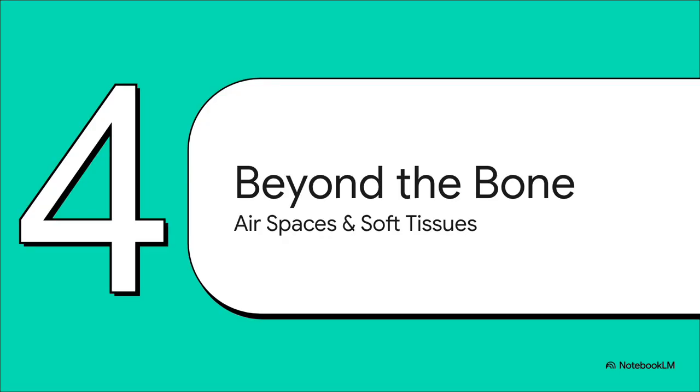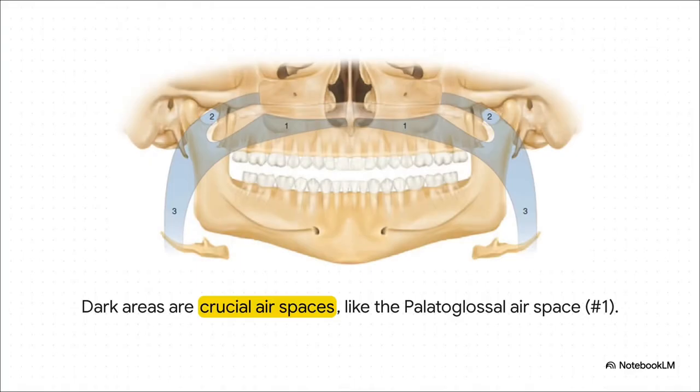A common mistake is to only look at the white parts of an X-ray, but the dark spaces and those faint shadows are just as important to the story. Yeah, this map isn't just about the landmasses. The waterways are crucial too. Those dark radiolucent spots are air passages. For instance, this dark band here is the palatoglossal airspace. That's just a fancy name for the space between your tongue and the roof of your mouth. Its shape can actually tell the dentist if your tongue was in the right spot when they took the X-ray.